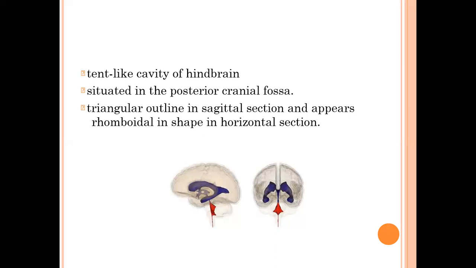So this fourth ventricle is a tent-like cavity. As you can see in this picture, it is a tent-like cavity of the hindbrain situated in the posterior cranial fossa. It is triangular in outline and in sagittal section and appears rhomboid in shape in horizontal section.